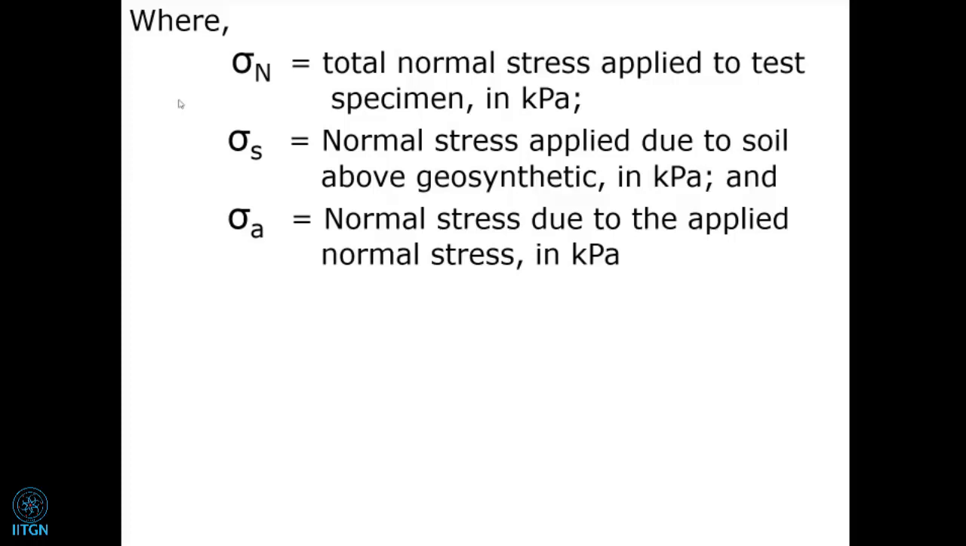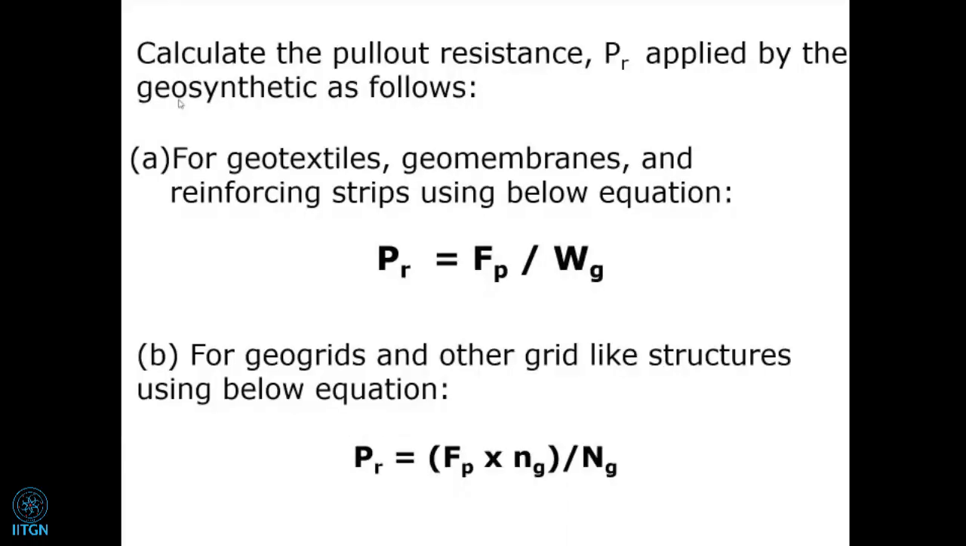Then after adding these two, we got the sigma n value, and then we have to calculate the pull-out resistance by the formula. PR is pull-out resistance, PR = FP divided by WG, for geotextile and geomembranes. For the geogrid case, the calculation of pull-out resistance involves NG.